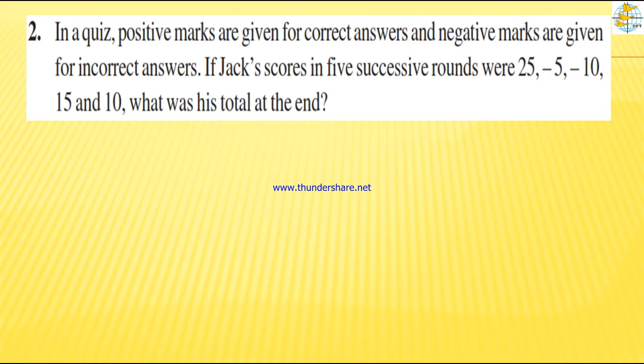Question 2. In a quiz, positive marks are given for correct answers and negative marks are given for incorrect answers. If Jack's scores in 5 successive rounds were 25, minus 5, minus 10, 15, and 10, what was his total at the end? In a quiz, positive marks are given for correct answers and negative marks are given for incorrect answers.